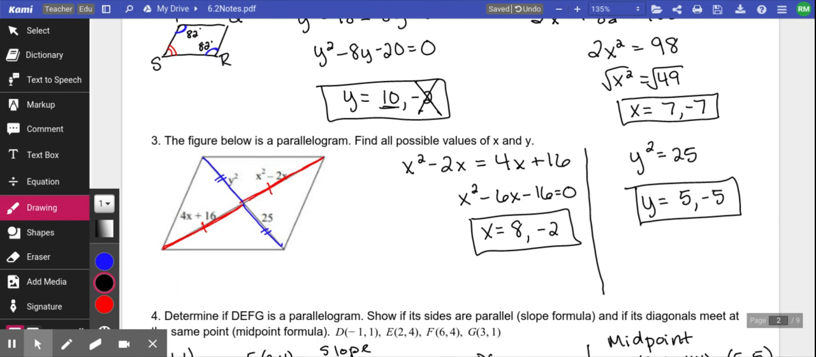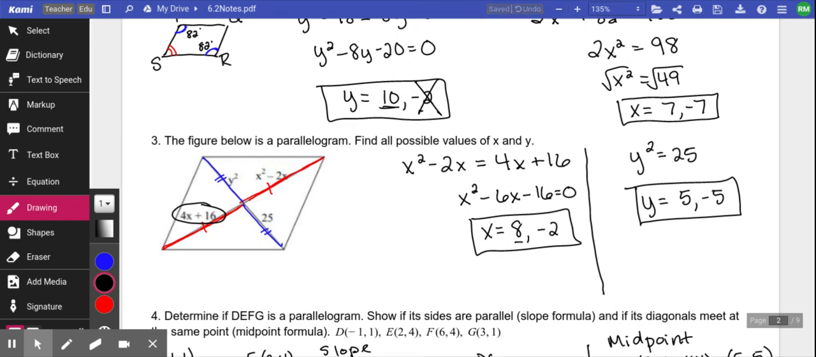So this one, we come across that we have 4 different answers. Let's just double check that we can use them all. Let's start with the x. So x equals 8 and x equals negative 2. So x equals 8. Let's plug it in. If we plug it into 4x plus 2, so we'll get 4 times 8 is 32 plus 16 is 48. So that works. Does it work up at the top? 8 times 8 is 64 minus 16 is 48. So 8 works, but does negative 2 work?